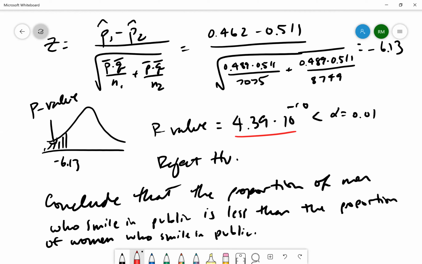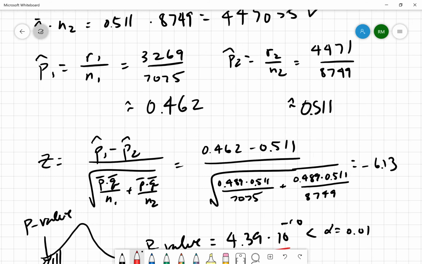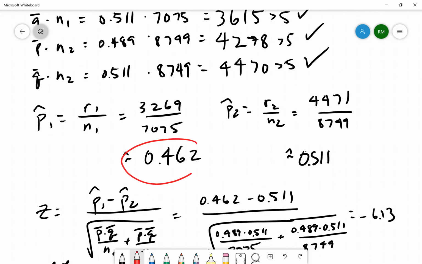So we are very confident that men smile in public less than women, but if you go back to your P1 hat and your P2 hat, you see that the men only smile about 5% less than the women. So this is one example of a case where the statistics are very clear. Men smile less than women. But one thing that hypothesis tests do not tell you is how different these two percentages are. What we're seeing here is they're definitely different, but women don't smile that much more than men.